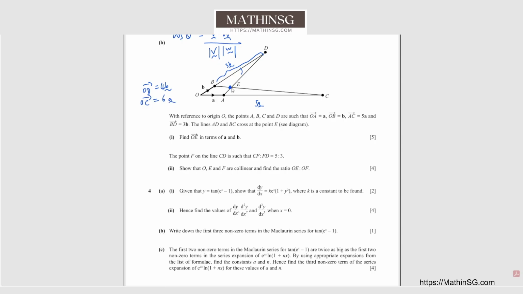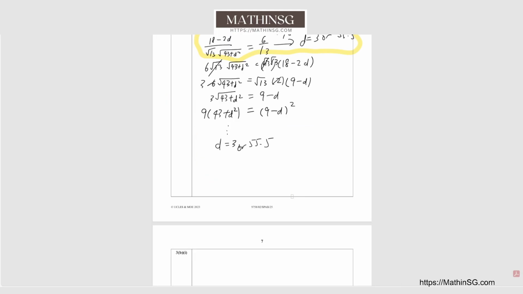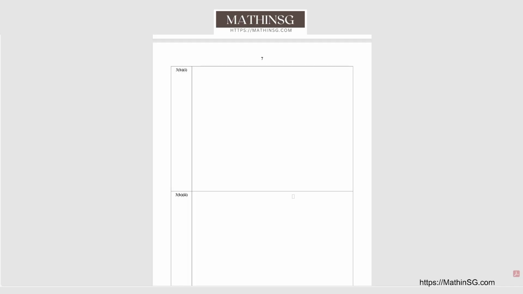So how do I do this? I know that E is the point of intersection between BC and AD, right? So I'll find an equation for line BC and find the equation of line AD, then solve for the point of intersection. Okay, so let's do it. Now let's find the equation of BC.